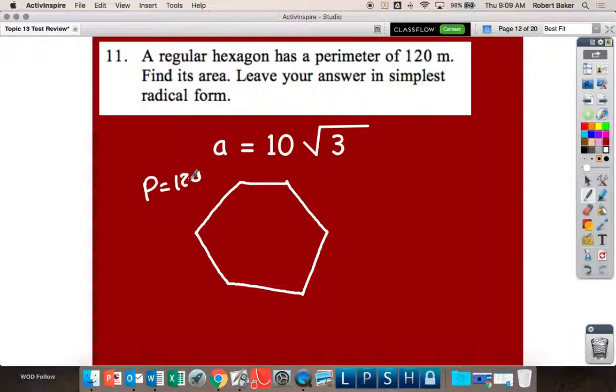Which is great, but the formula to find the area of a regular hexagon is 1/2 times the apothem times the perimeter. Do you have an apothem? Yeah. Do you have a perimeter? Yeah. So it's 1/2 the apothem times the perimeter.